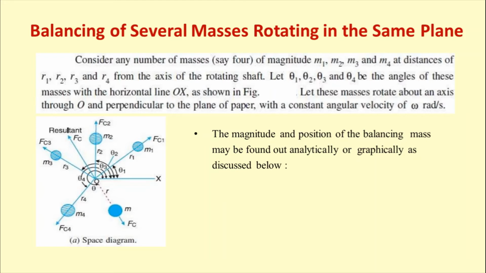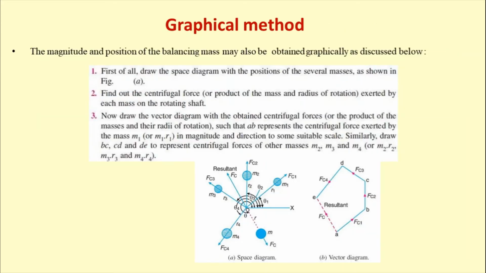So the magnitude and position of the balancing masses may be found analytically or graphically, as discussed on the other slide. But remember that, according to your syllabus, the analytical method is not acceptable, only the graphical method is acceptable, and you have to solve it that way during the examination. So that is why I am going to show the way of solving this type of problem by the graphical method only.